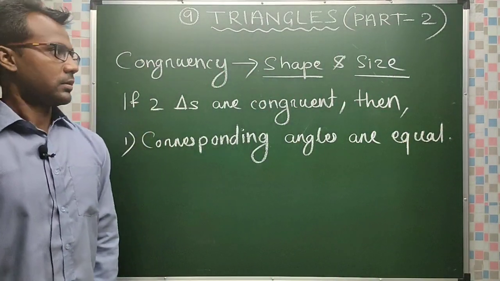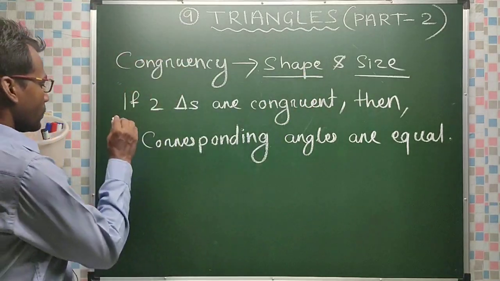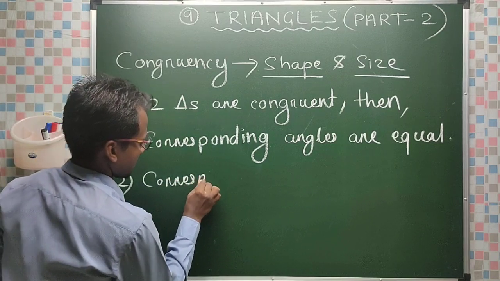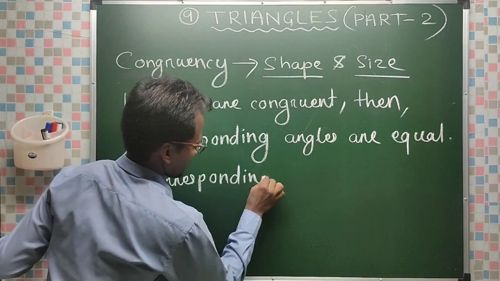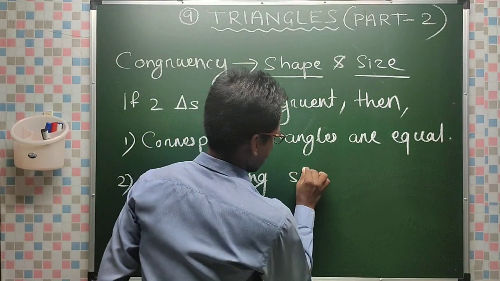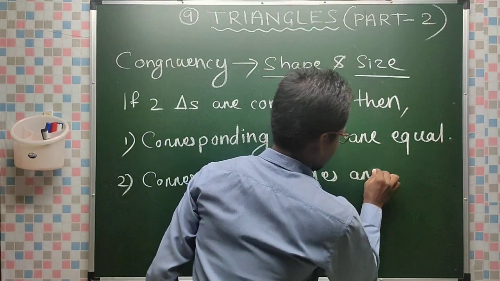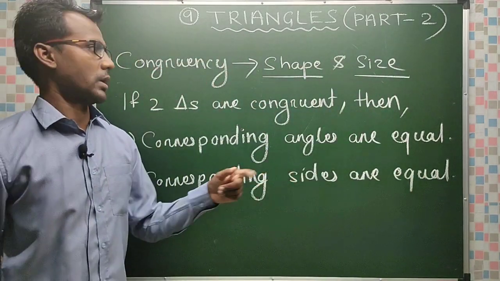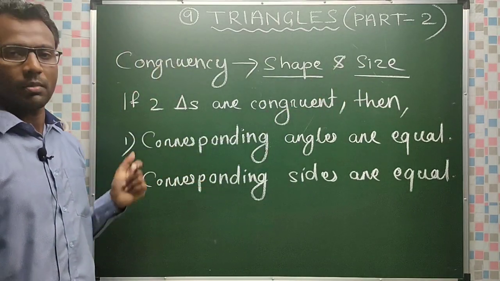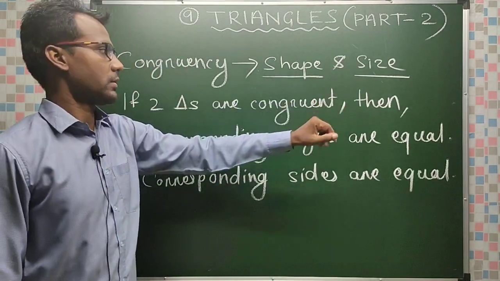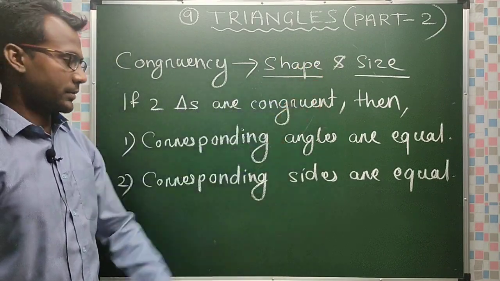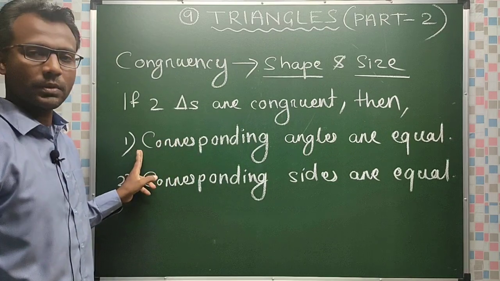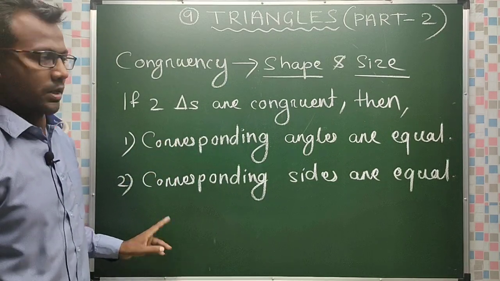Number 1, corresponding angles will be equal because shape is the same. Number 2, corresponding sides are also equal because size is the same. These two things you have to remember. This is the basic for any two objects which are congruent. For triangles, if two triangles are congruent, then the corresponding angles will be equal and the corresponding sides will be equal.